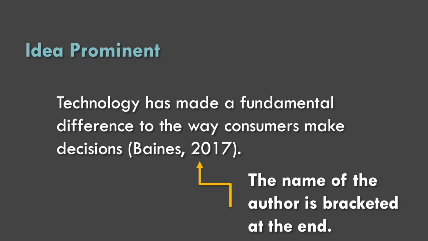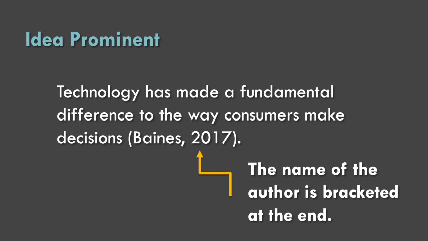The second type of in-text citation is idea prominent. This is where it doesn't matter so much who has written a paper that you're citing, and more that you're acknowledging where the information came from. So here you're emphasising the information or the idea that you've paraphrased from, rather than the author. For this type of citation, you put the author's name and the year of publication in brackets at the end.